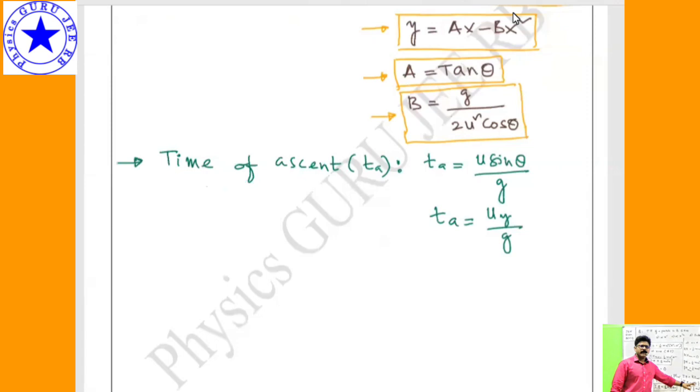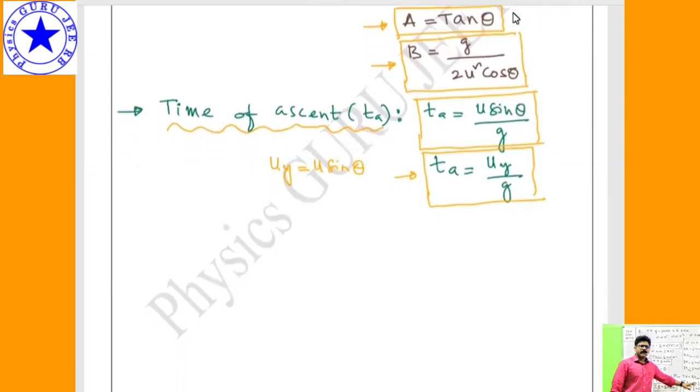It's nothing but time of ascent that we discussed. Time of ascent Ta is equal to u sine theta divided by g, or Ta is equal to uy. Here, uy is the component. What is the uy component? u sine theta. Hope this is clear to all of you.